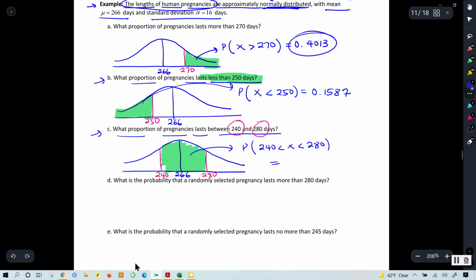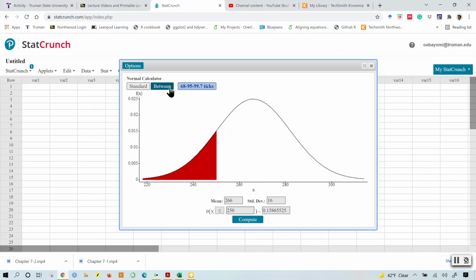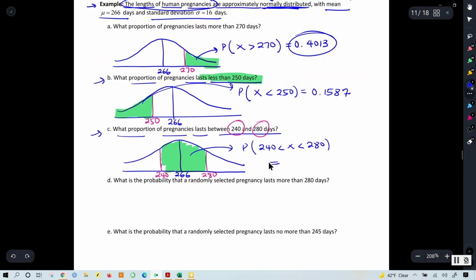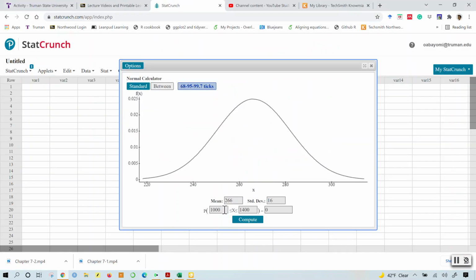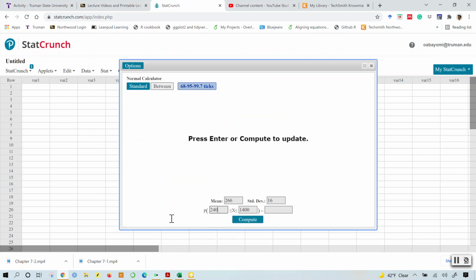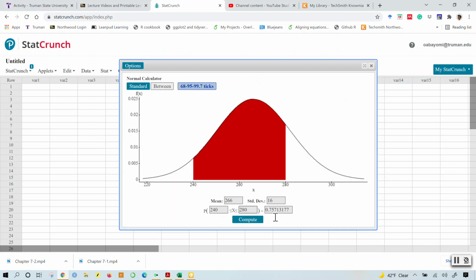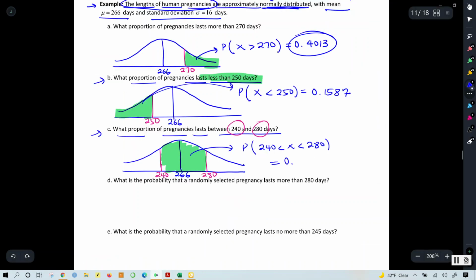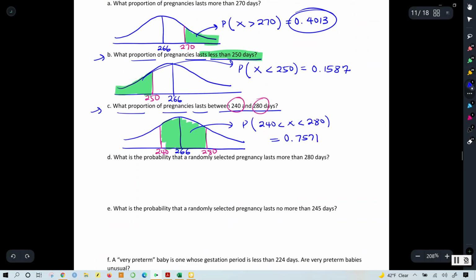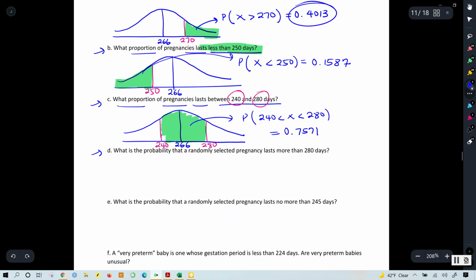This will be equal to, let's see, going to StatCrunch. I'm going to change to the between interface, and I want between 240 and 280. Compute, and you have 0.7571.